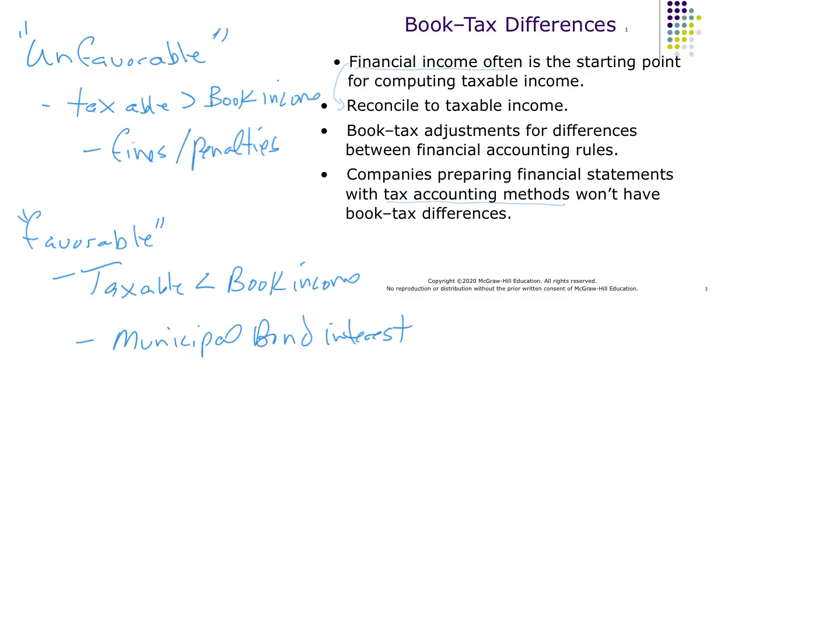Now, we also have two other distinctions. We have permanent book tax differences. Permanent book tax differences never reverse. Once that difference is there, it's always there. And incidentally, municipal bond interest is an example of a permanent book tax difference.